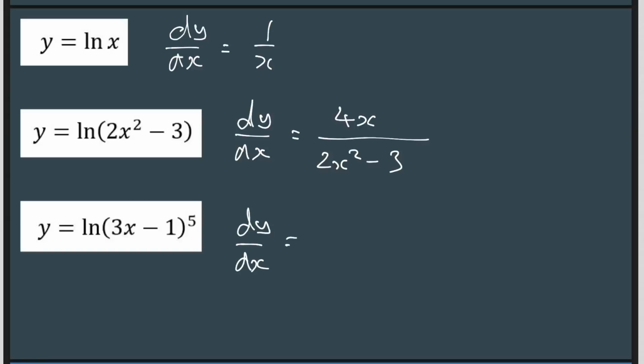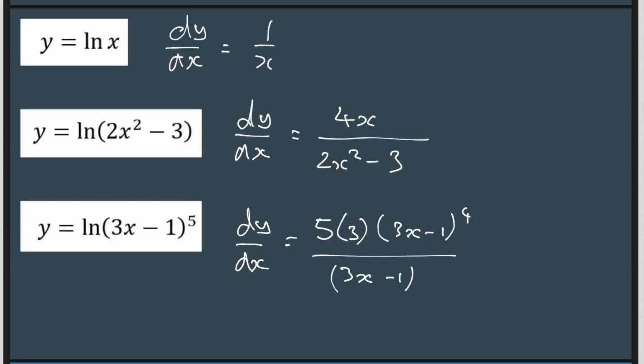Now this one's a bit sneaky. You could differentiate this and put it over itself, which is going to be drag the power down, times by the differential of the bracket, take 1 off the power. Now you'll notice in this case, and you put it over the same, that will cancel with that, and you'll get 15 over 3x minus 1. And that's it. So you actually don't need the brackets there.